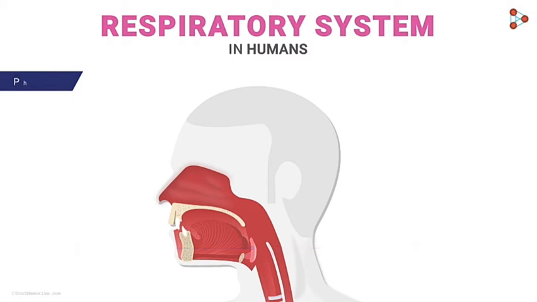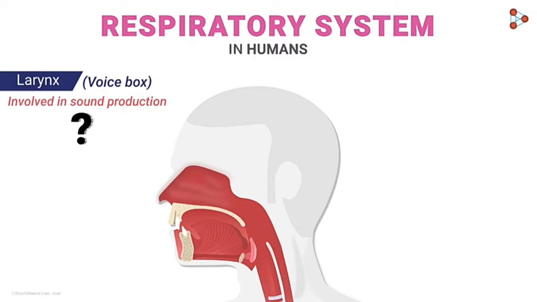Now next on the list is the larynx. The last part of the upper respiratory tract is also known as the voice box. Now this name talks about its significance. Is this responsible for creating the voice that we have? Yes, the larynx is involved in sound production. And how does it produce sound exactly?